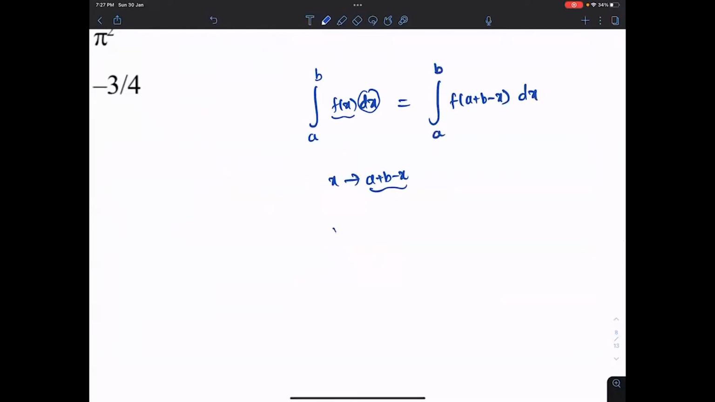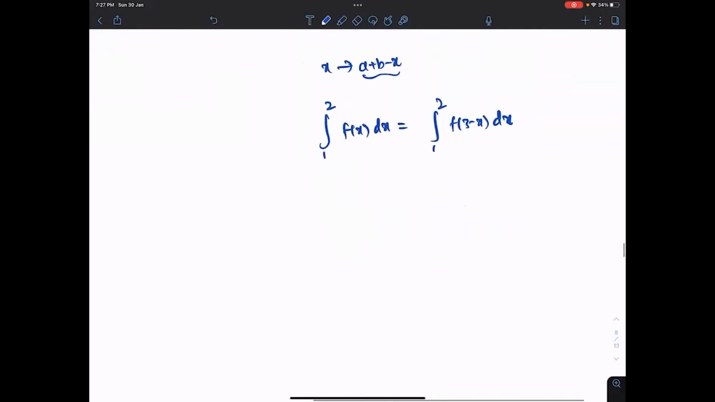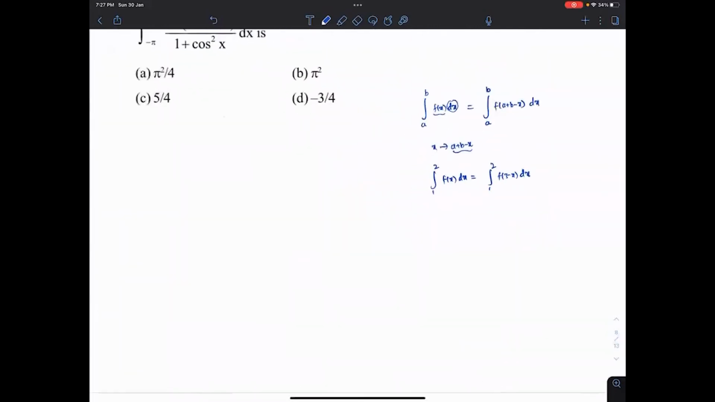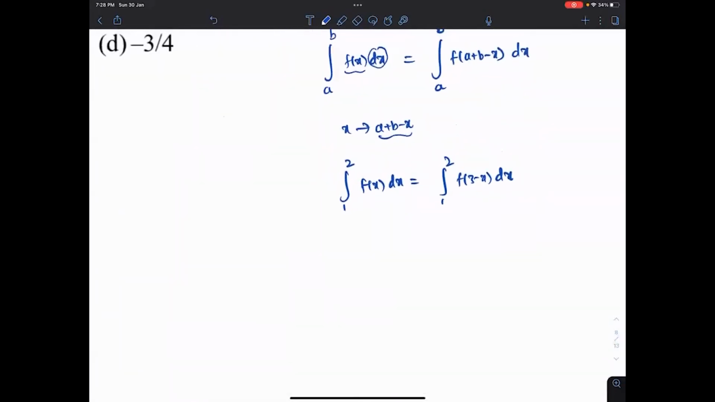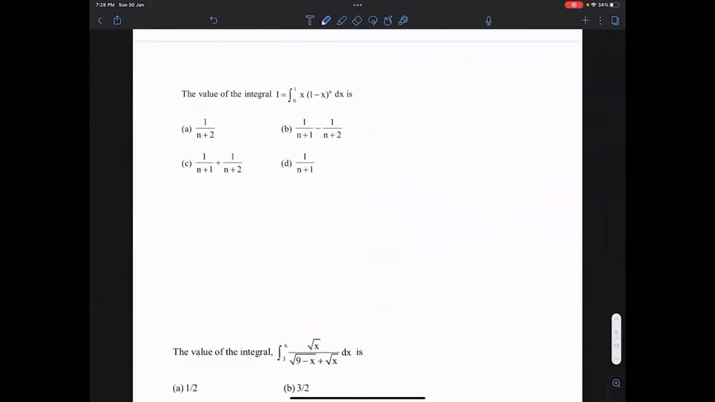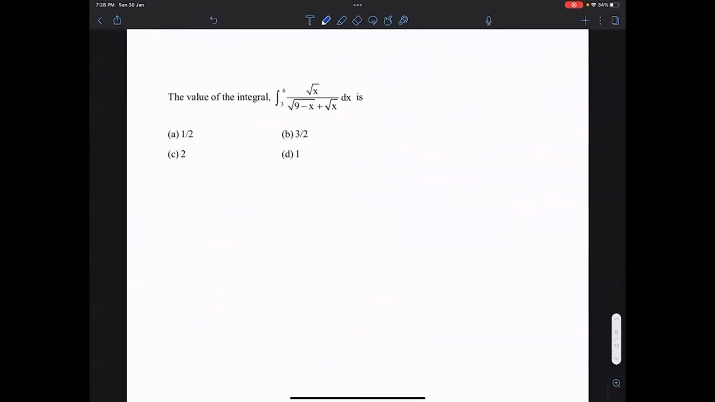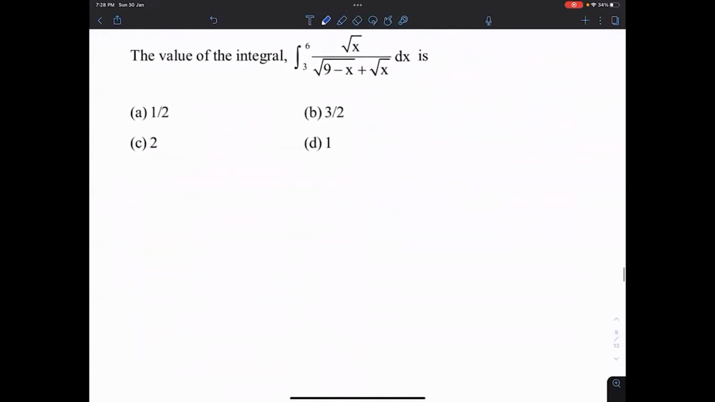Integral 1 to 2 f of x dx, you can write it as integral 1 to 2, what is a plus b? 3, f of 3 minus x dx. You can write it like that. Every time you do that, some kind of change will happen in the integration, and by doing some manipulation we can solve it. Let me give this one example. This will be there in your CBSE textbook also. Now if this is I, instead of x, what can we replace?